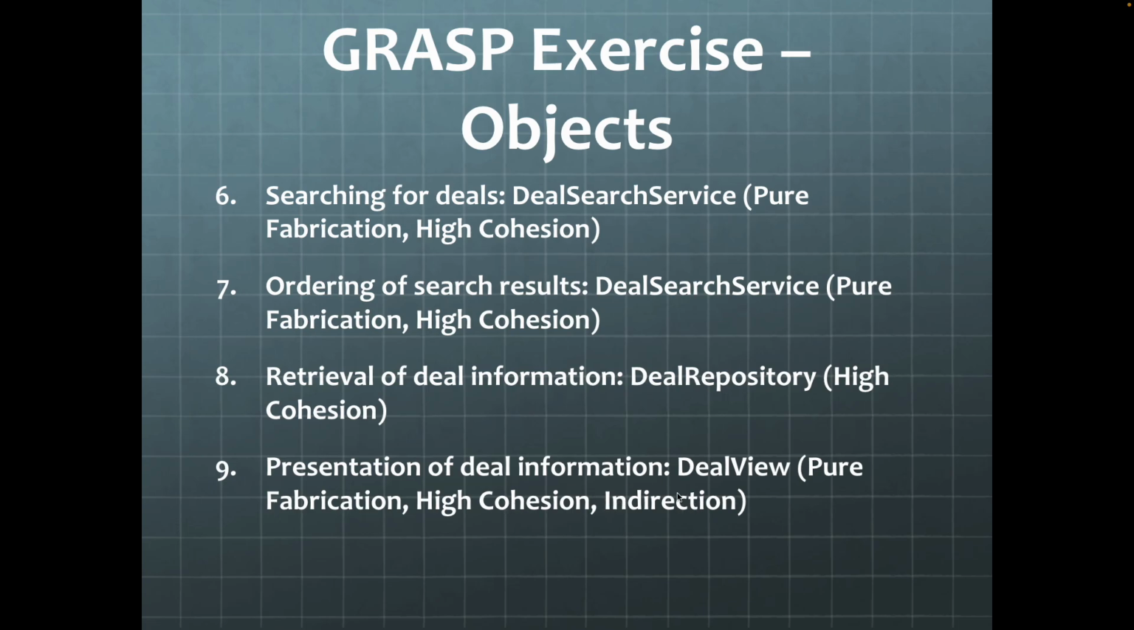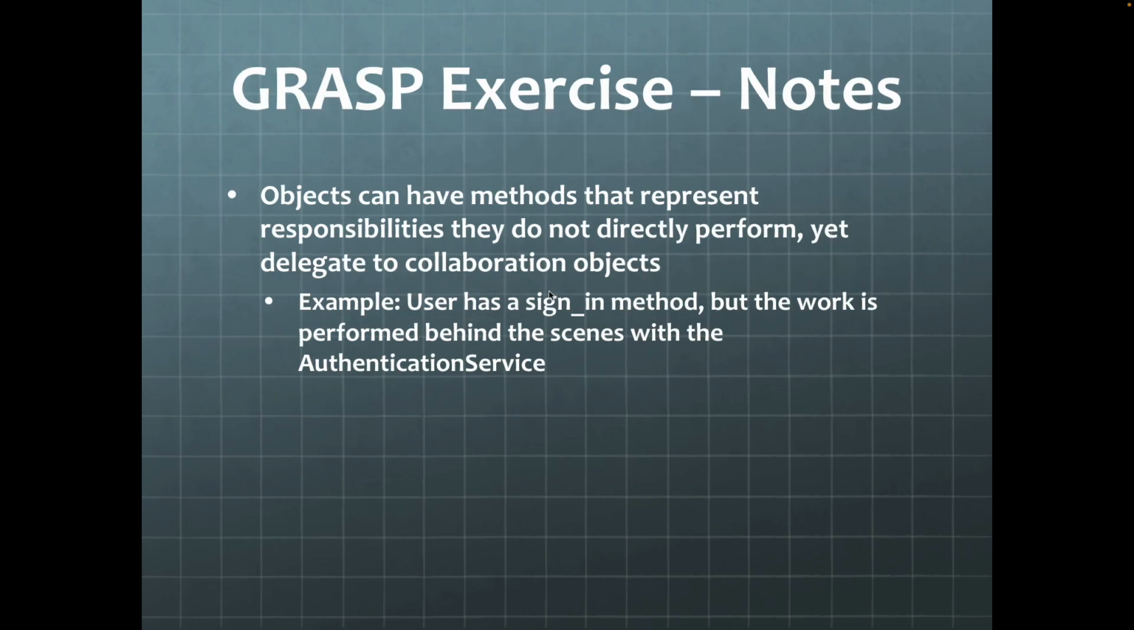It's indirection because a deal view will grab a deal object and then let you view it. But it's indirectly pulling the data from a deal object. It doesn't hold all the data itself. It separates the view from the model, basically. So that's why it's indirection. And it's pure fabrication in a way, because a view is not representing a real object. It's just a software concept. And that's pretty much it.